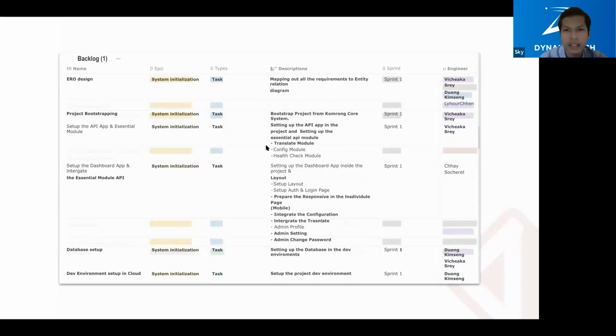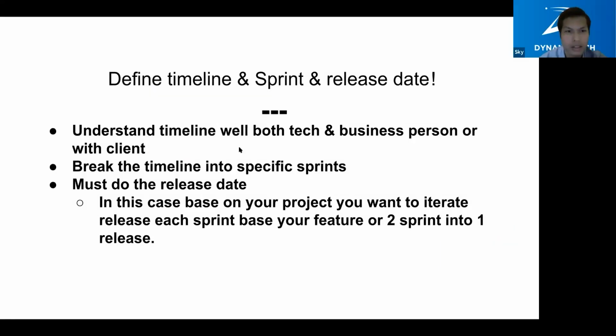Okay, let's move next. Understand timeline very much. Okay, great. So define timeline, sprint, and release. Understand the timeline well, both tech and business person or with client. Break the timeline into specific sprints. Must do the release. In this case, based on your project, you want to iterate and release each sprint based on your feature, or 2 sprints into one release.